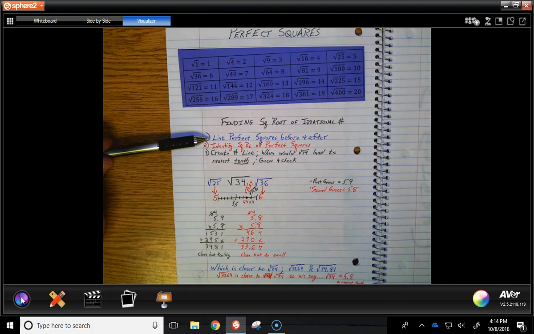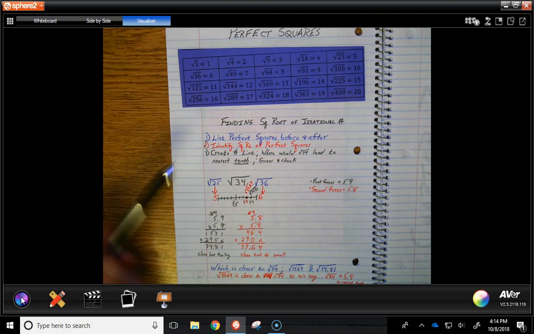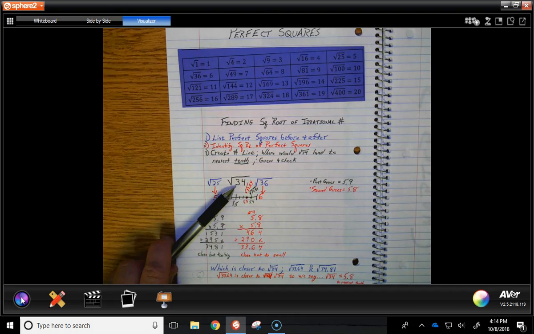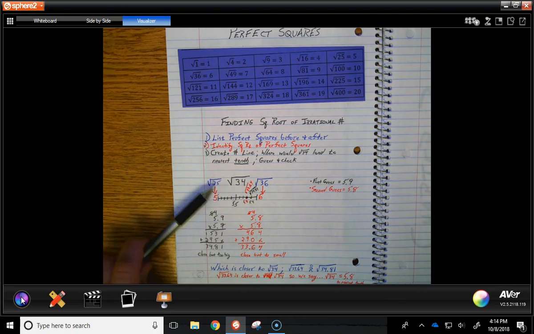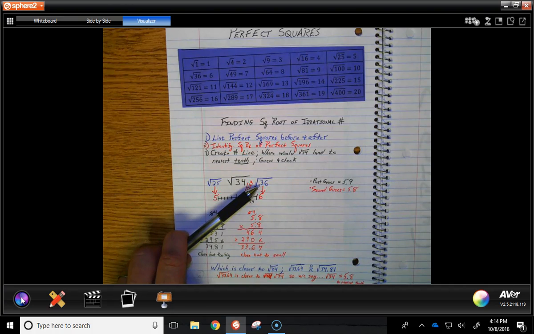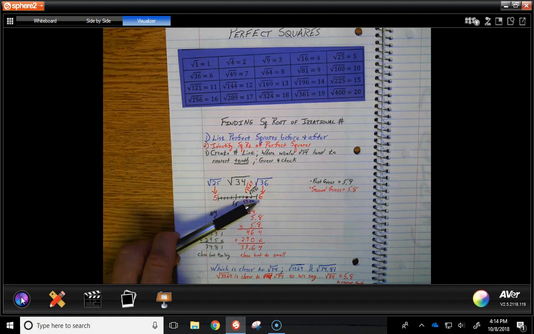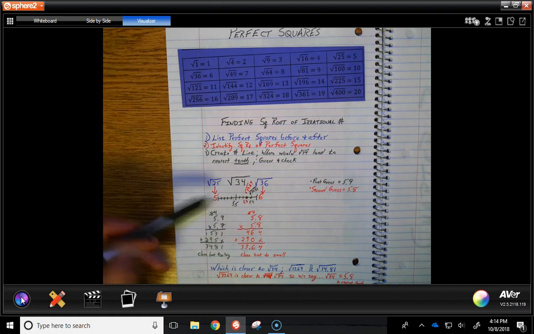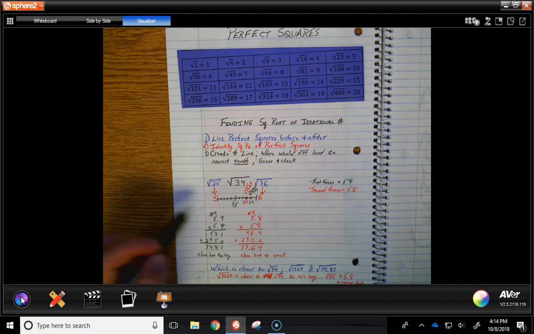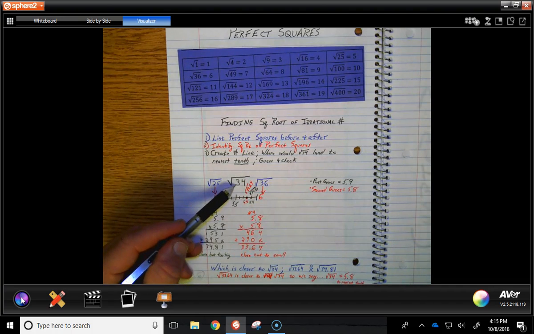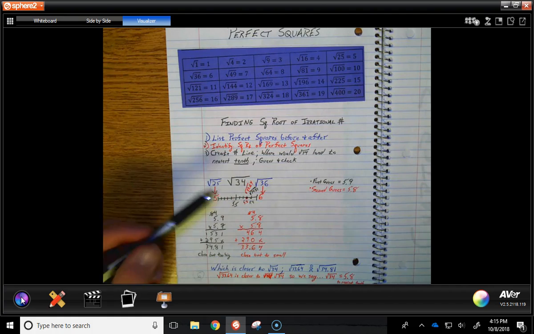We listed perfect squares before and after. We identified the square root of the perfect squares. We created a number line. Where would the square root of 34 land to the nearest tenth? And kind of like a guess and check. So when we said the square root of 34, the perfect squares were square root of 25 and square root of 36. We identified the perfect squares, so 5 and 6. That would become my number line. So between 5 and 6, I said the square root of 34 is closer to the square root of 36.